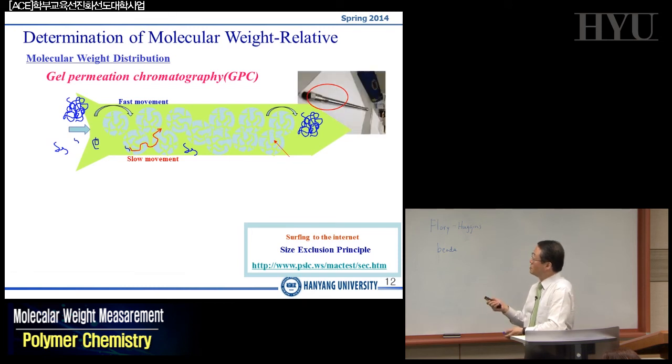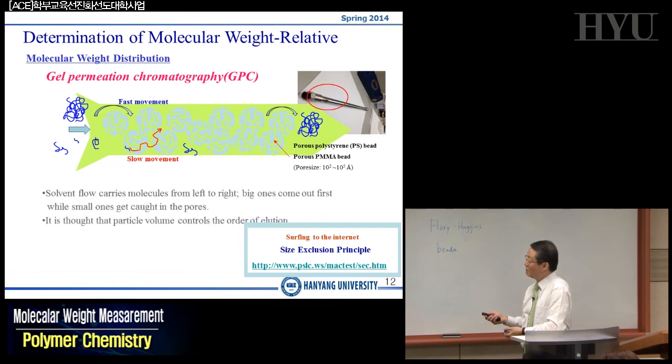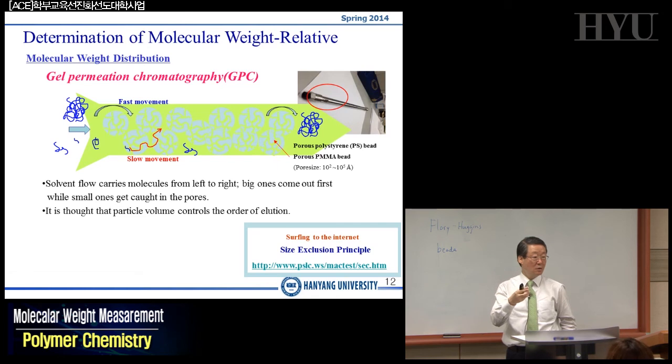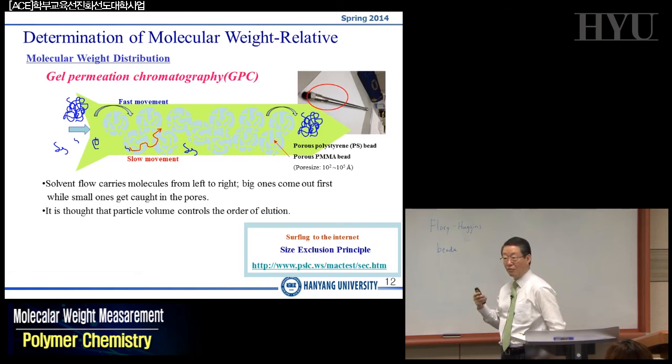This is the column. A column costs at least $5,000. And this bead is usually made of porous polystyrene. Okay? Porous polystyrene. It was filled, and first of all, we just pass the solvent, flowing from left to right, and later on, the polymer solution is injected through this injector, and the larger molecules come first, and smaller molecules come later, because of the size exclusion principle.